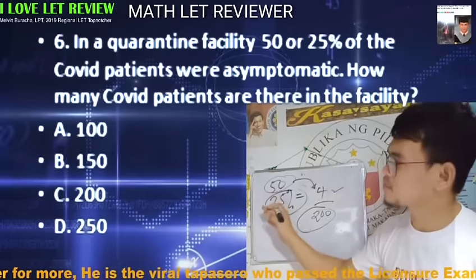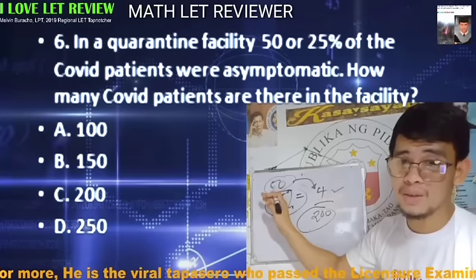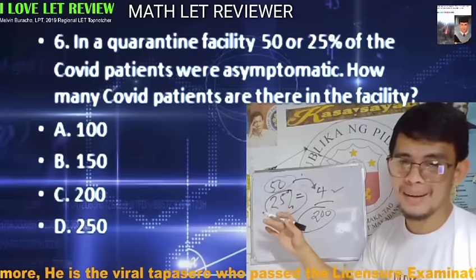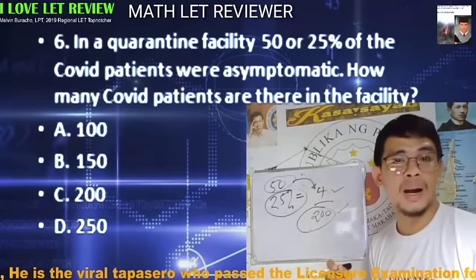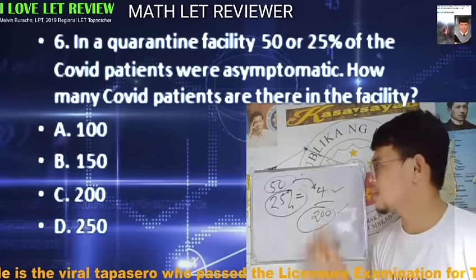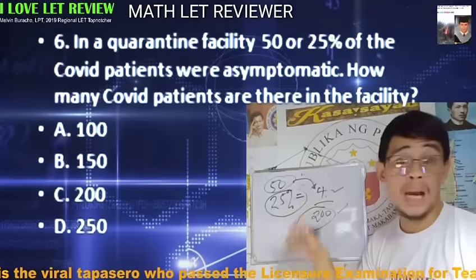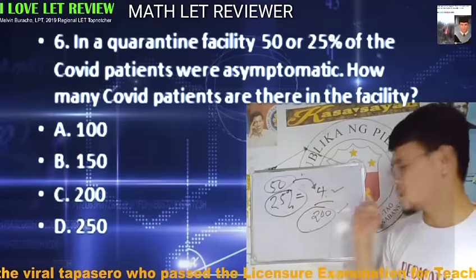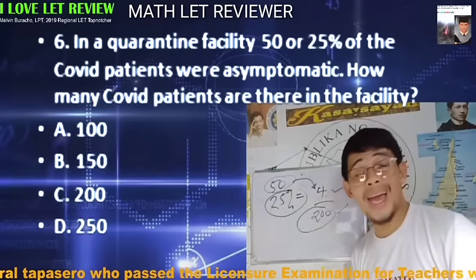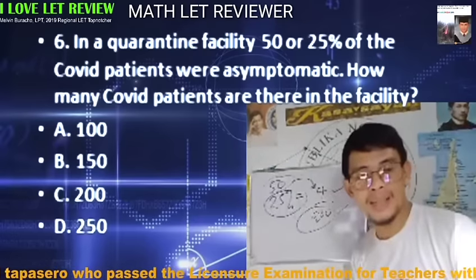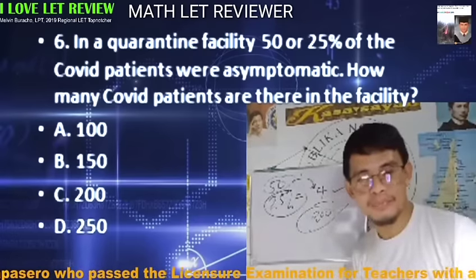So again, 25% lang po ang 50. So if it will become 100, therefore that will give us 200 patients in the facility because there are 4 25s in a 100. This is the correct answer. And number 6, this is 200. Letter C. So, let's go to number 7.